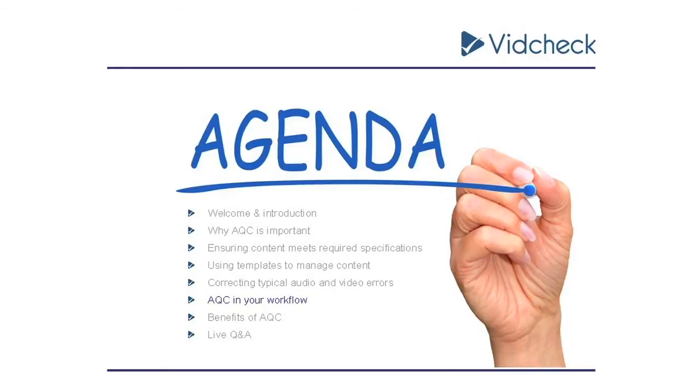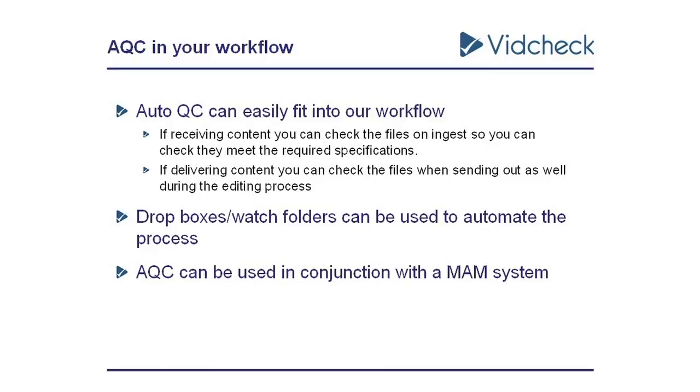AutoQC fits into your workflow really easily. While there might be various additional stages when you'd want to check a file depending on your own workflow, you will invariably need to QC the file at either the start or end of your workflow. If you're receiving content, you need to check the files as soon as they come in to make sure they meet the specifications. But if you're delivering content, you'd want to check your finished file before sending it out, as well as other points during the editing process.